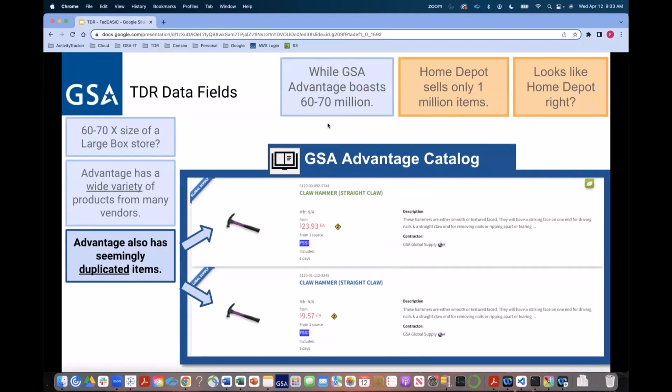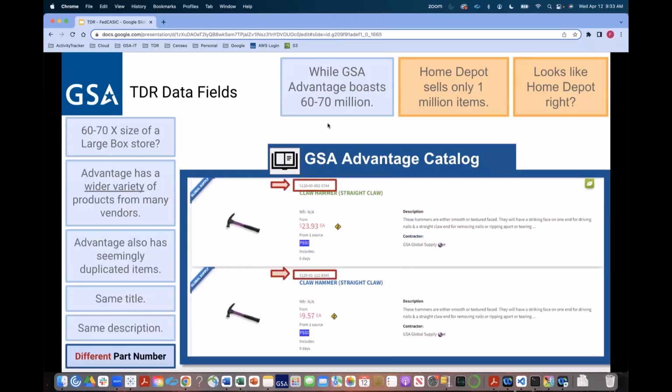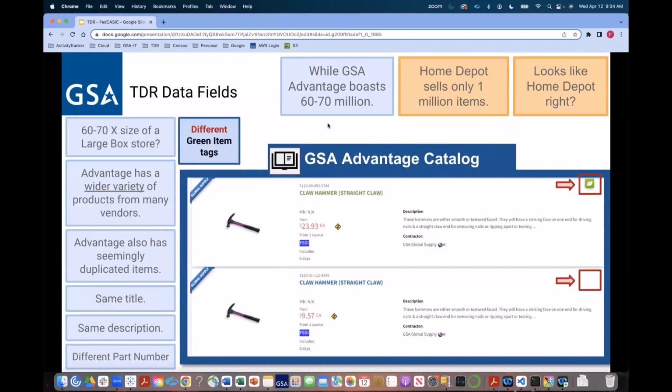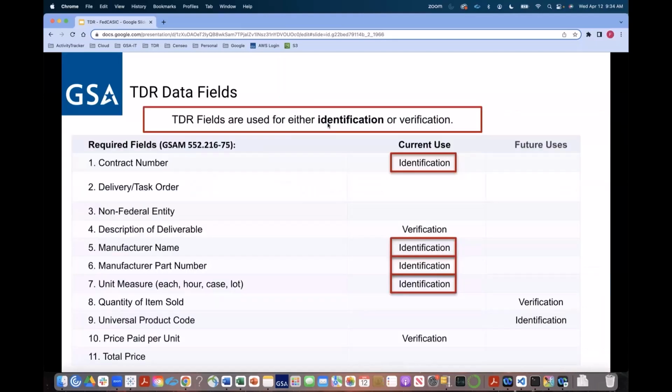However, importantly, the catalog has items which seem to be duplicated, with the same title and same description, but a different part number. This is one of the issues: we're relying upon vendors to input their information and part numbers. Sometimes they have slight modifications on part numbers, sometimes large modifications. You can also notice that these two different items have different green tags, so there's probably something deeper going on as far as what justifies them, and they have considerably different prices.